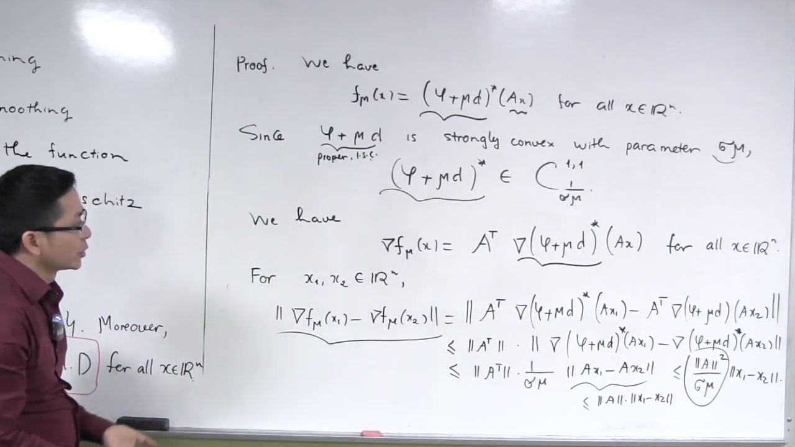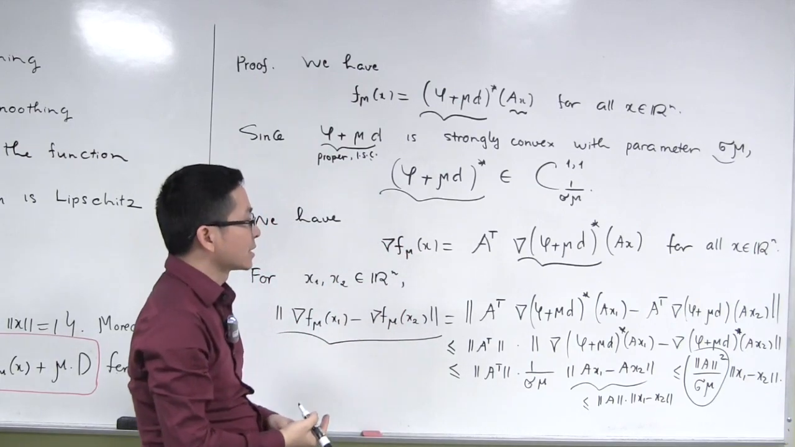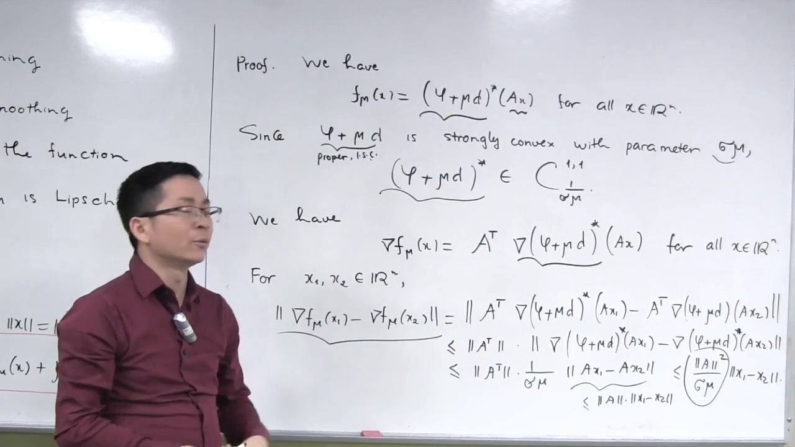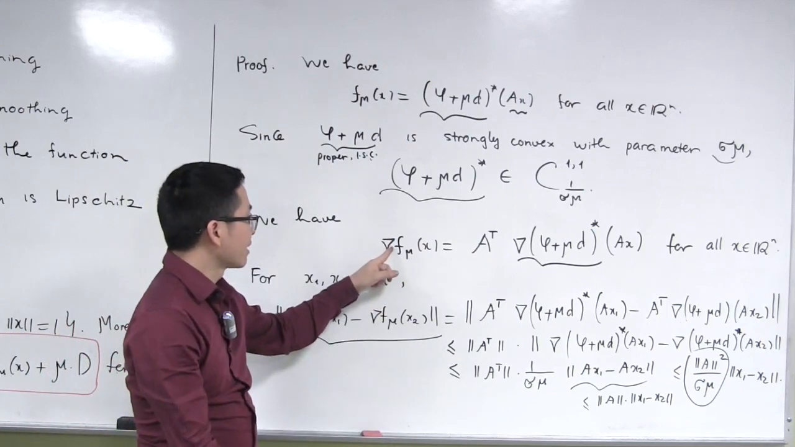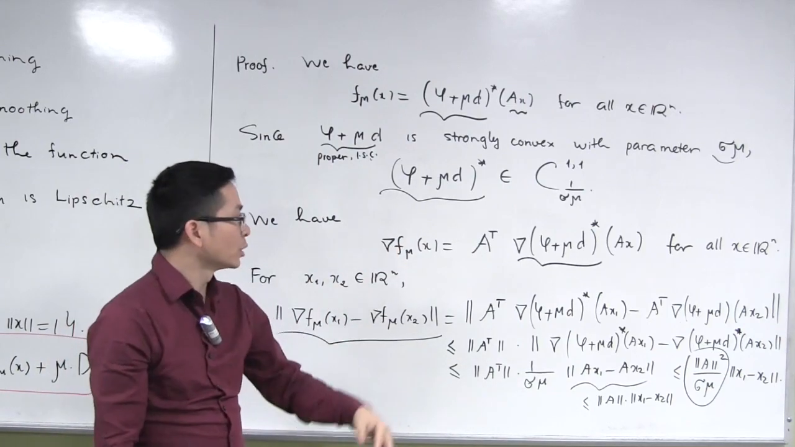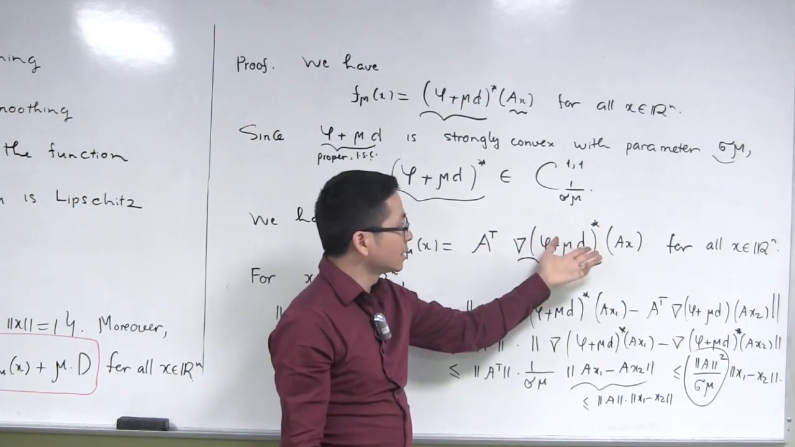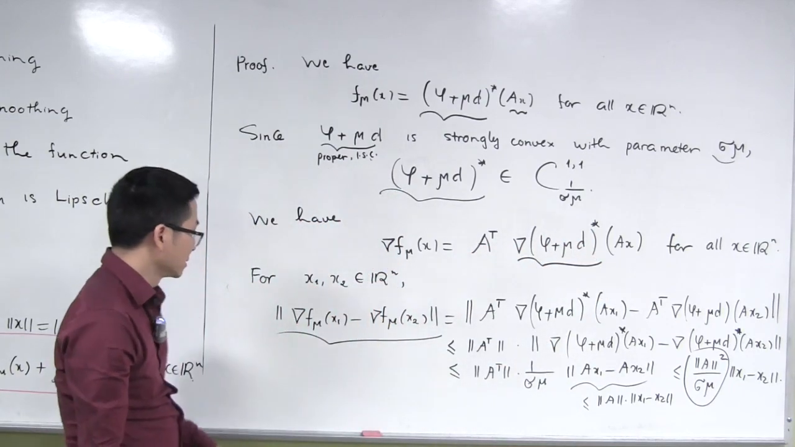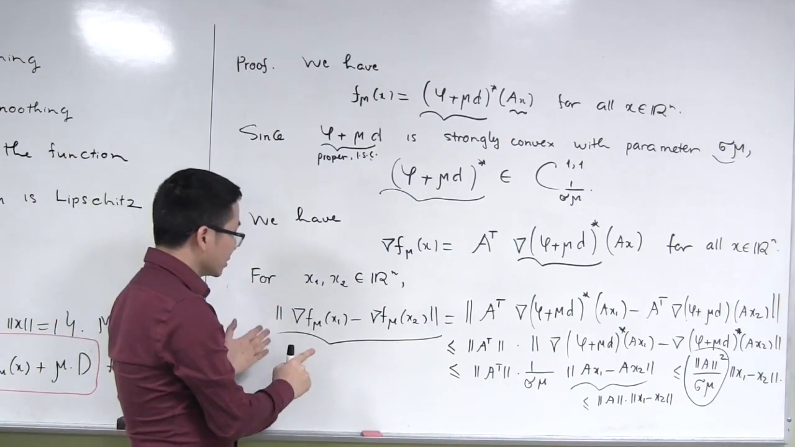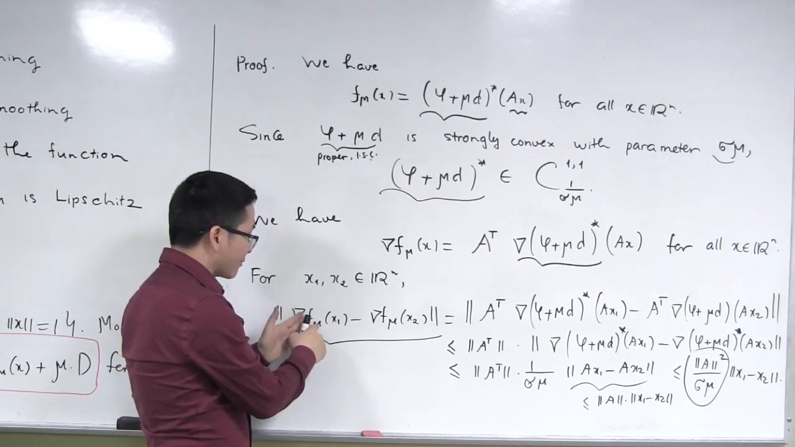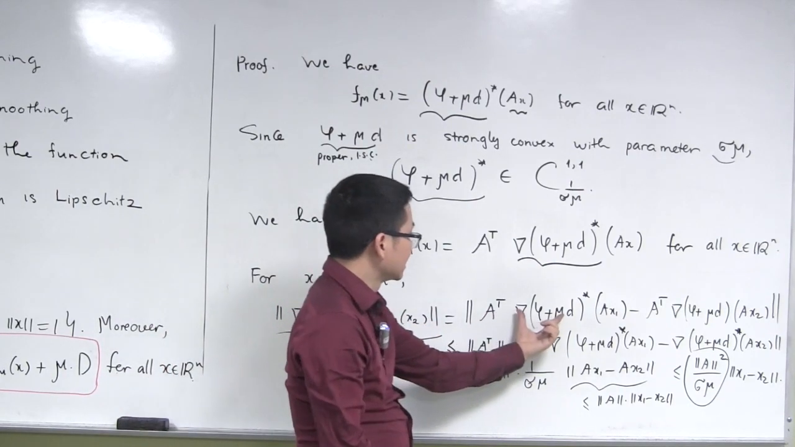In the final step we are going to show that f mu actually belongs to the class of C^{1,1} functions. To do so, we have to show that its gradient is Lipschitz continuous. So how come the gradient of f mu is Lipschitz continuous? We already have this formula for the gradient of f mu, so to show that it's Lipschitz continuous, we just need to apply the definition. We fix any x1 and x2 in R^n, and we estimate the Euclidean norm of the gradient of f mu at x1 minus the gradient of f mu at x2. By the definition, this is it.